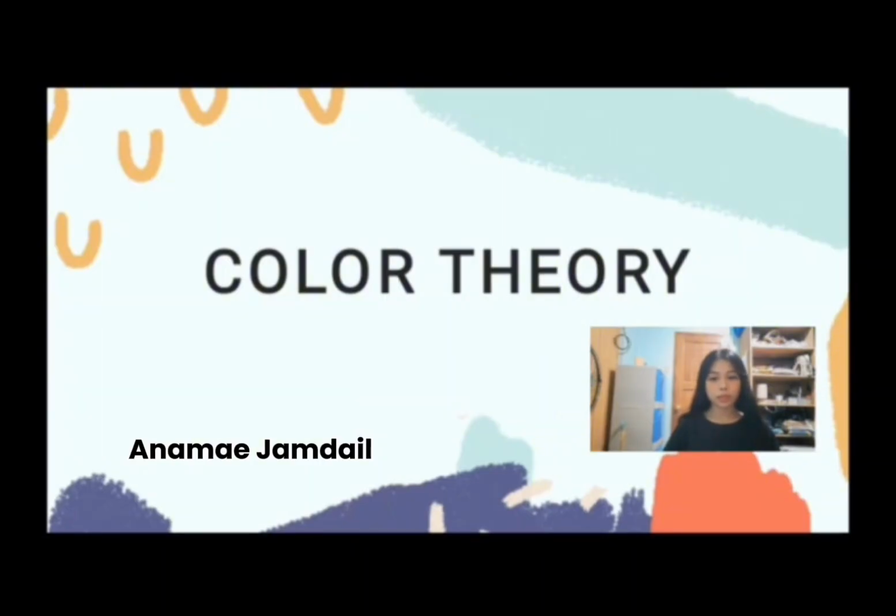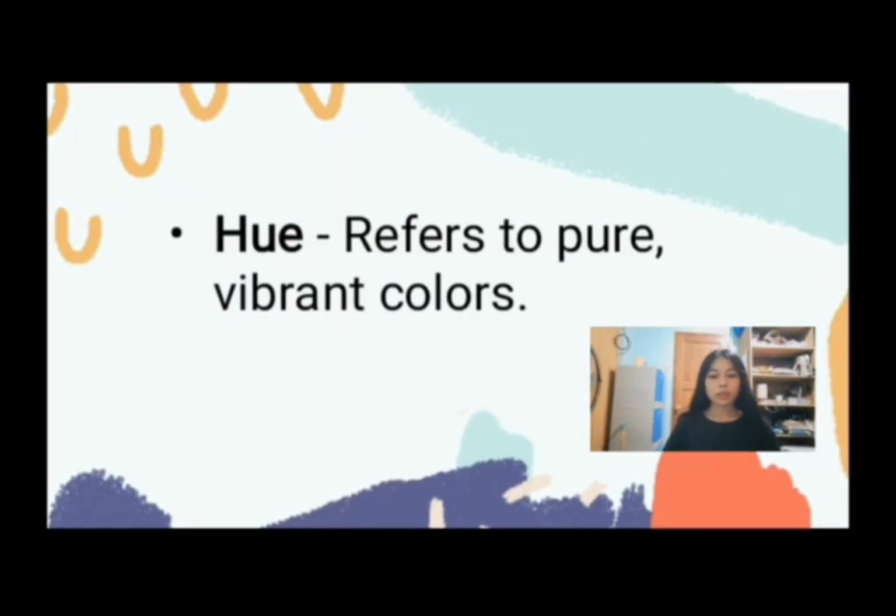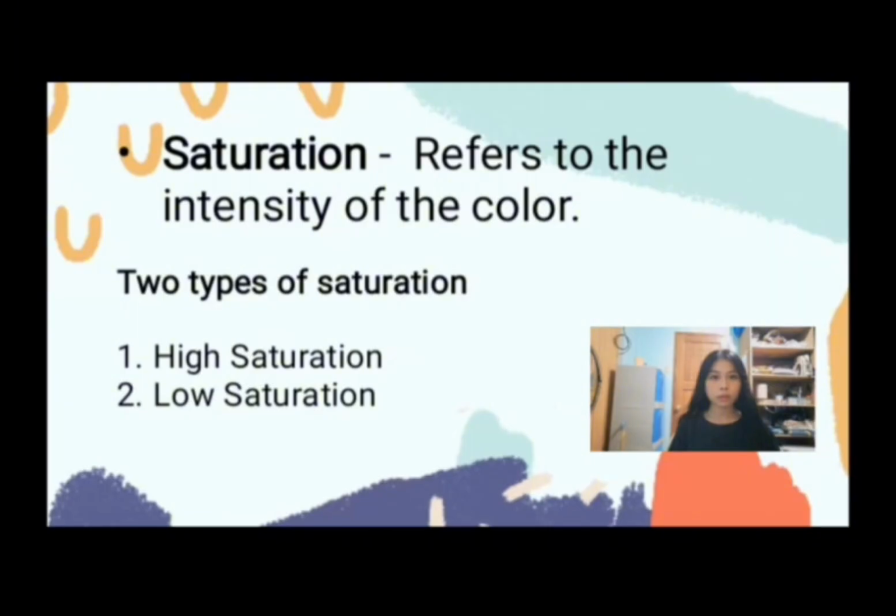So the first one is hue. This is the actual color, like red, blue, and yellow. And then the second one is saturation. So saturation is how pure or colorful a color looks. We have two types of saturation. The first one is high saturation. High saturation is when the color is bright and strong. For example, bright red, neon blue, neon green, and bright yellow.